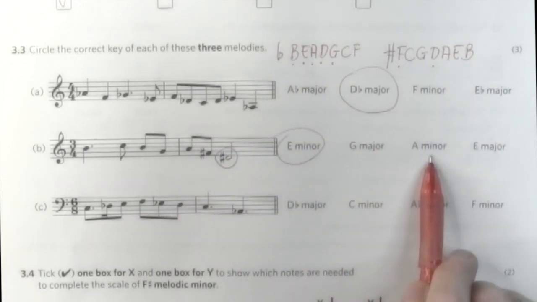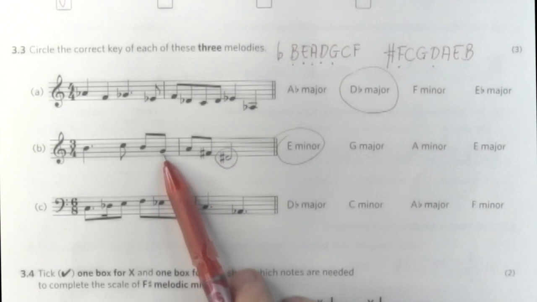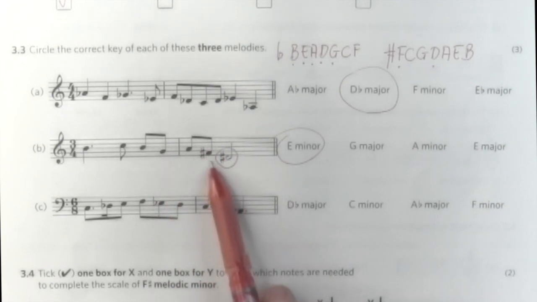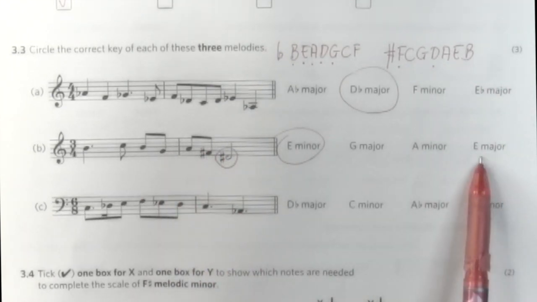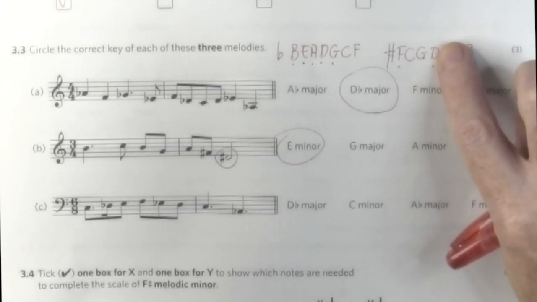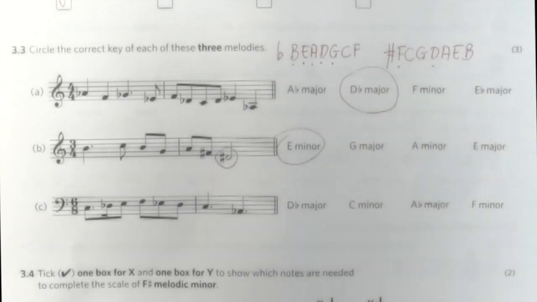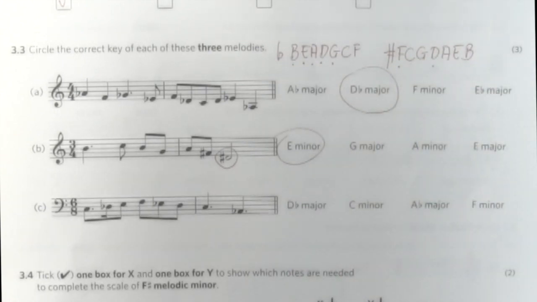Of E minor. We can't be in A minor because the leading note of A minor is G, and G is not sharpened. And we have two other sharps. So in E major, we would have 4 sharps. So Do and Sol sharp as well. So there you go.